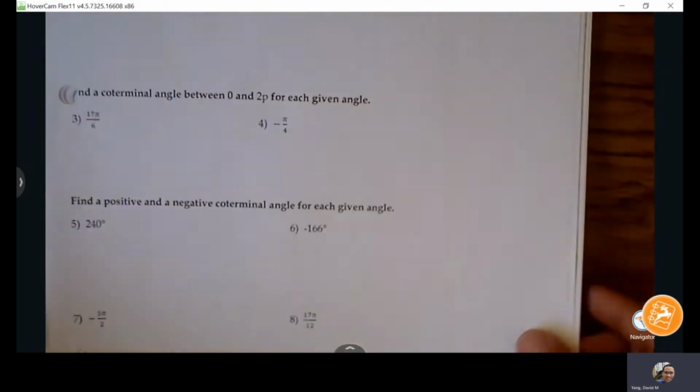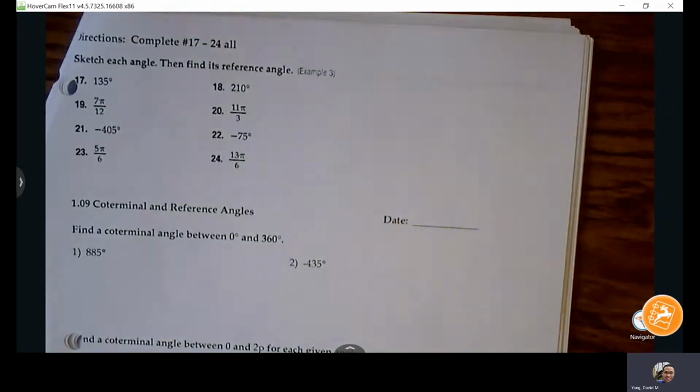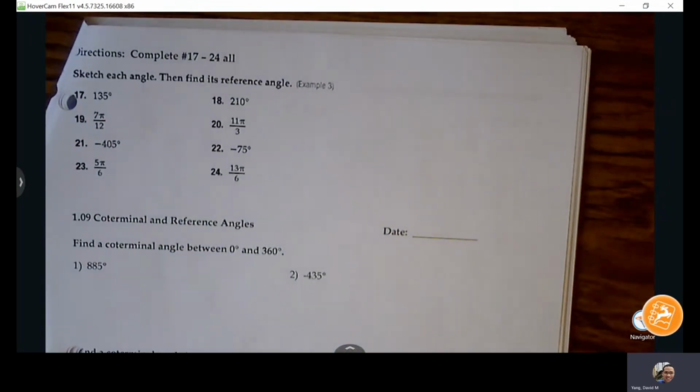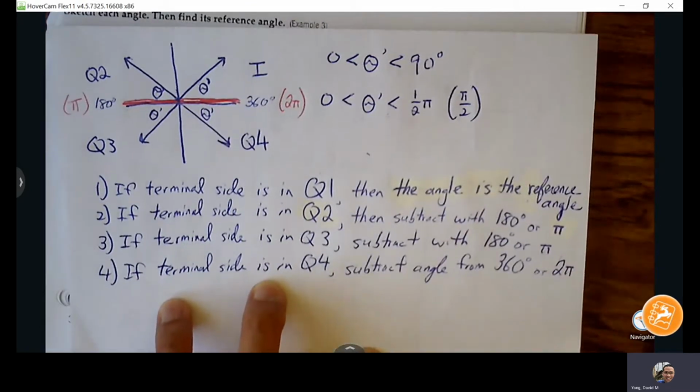Let's turn to page 23. Okay, I want to highlight some notes from yesterday just to give a recap of reference angles before we jump into them. So here is what I went over with reference angles.